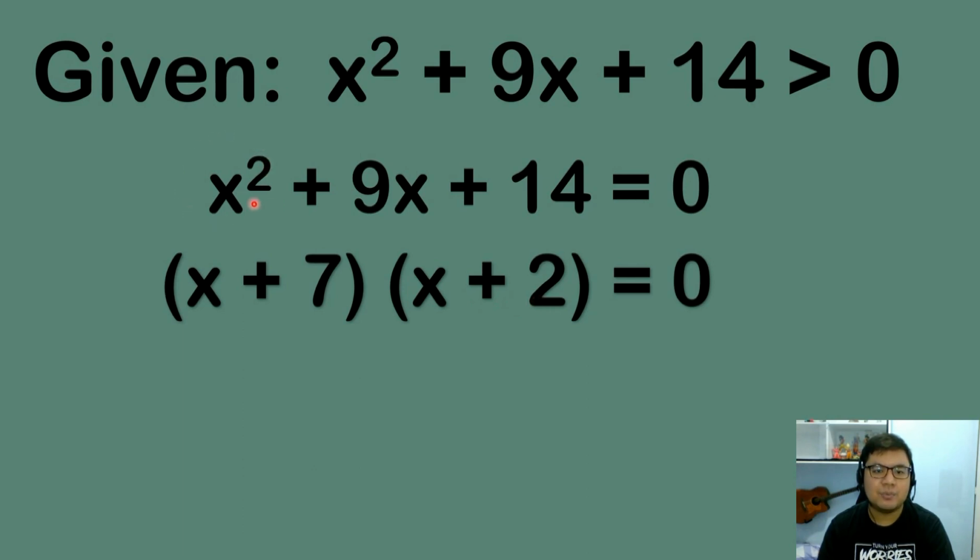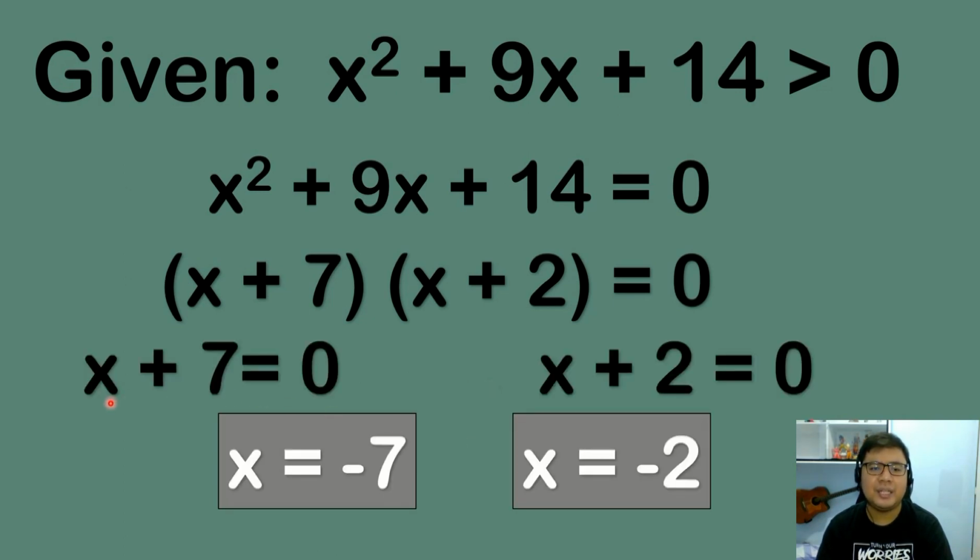So factors ng x squared ay x times x, and then factors ng 14 is 7 times 2. Then pag pinag-add dapat, positive 9. So ito yung mga factors. Shortcut na lang natin kasi tapos na nating i-discuss yung factoring method on our previous video. Then pag nakuha na yung mga factor natin, na-apply natin yung zero product property. So yung x plus 7, lalagyan lang natin ng equal 0. Then yung x plus 2, ganun din, lalagyan din natin ng equal 0. Transpose yung positive 7 magiging negative 7, positive 2 magiging negative 2.